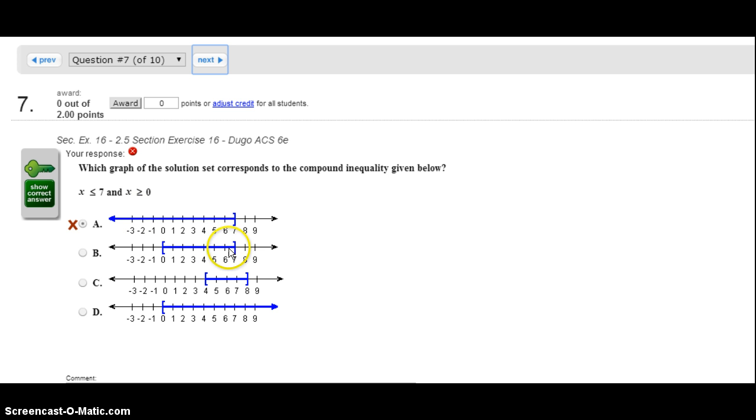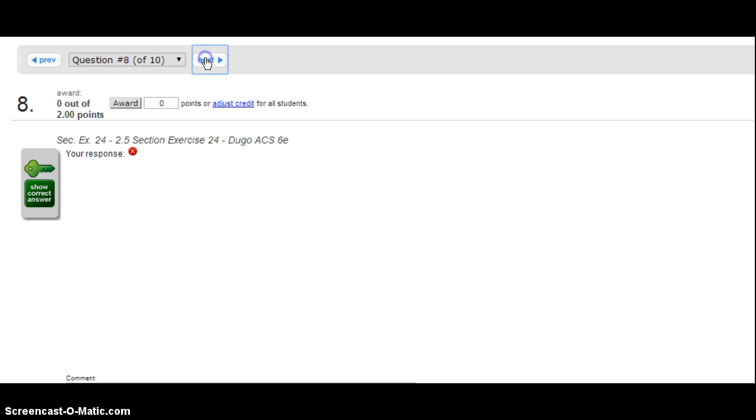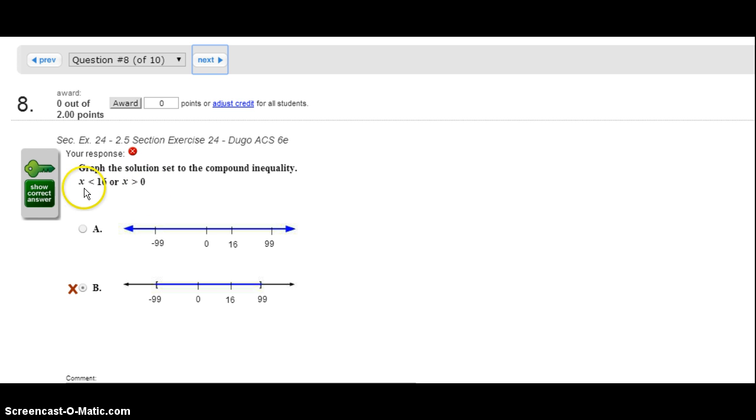For B, these numbers are less than 7 and they're bigger than 0, and that's where we stop. So B is the correct answer because all of these numbers colored in are less than 7 and at the same time they're bigger than 0. Both of these statements have to be true. Okay, this one says x is less than 16 or x is greater than 0. So just the or means as long as one of these statements is true, we've satisfied the compound inequality.